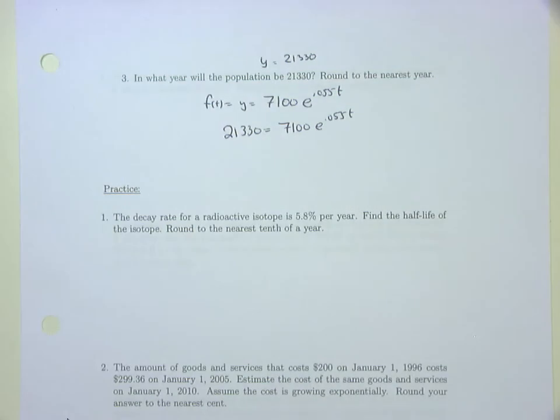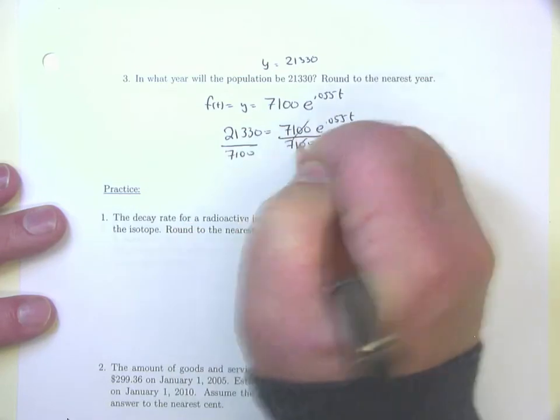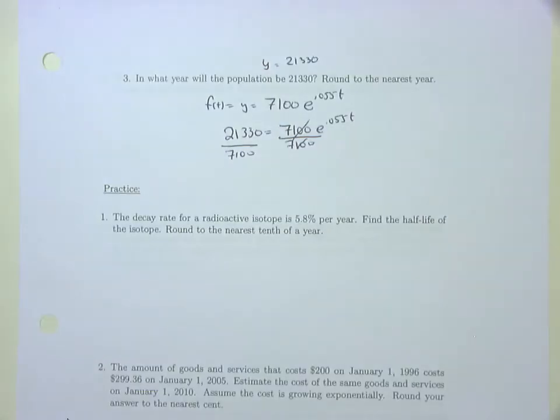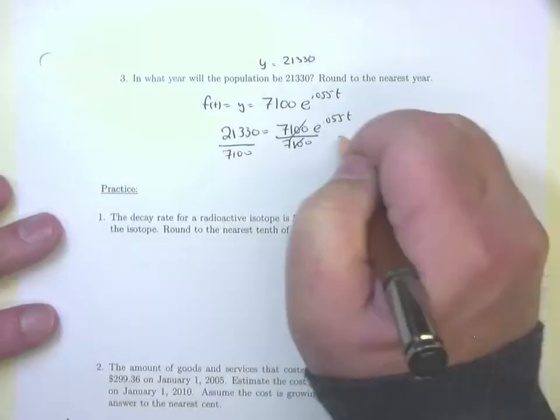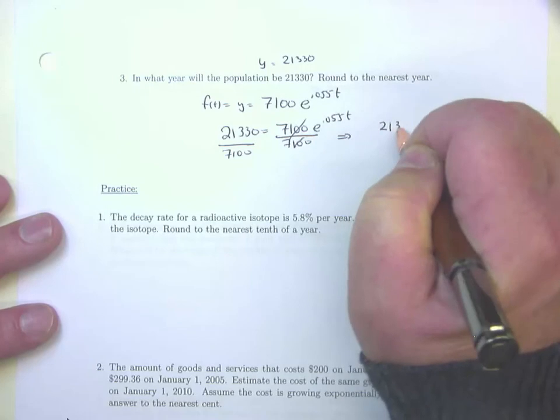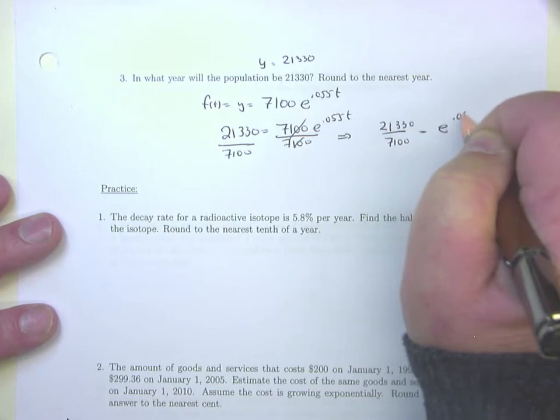What are you going to do to solve for t? What's your first move? The t is in the exponent of an e. You've got to isolate your victim. How are you going to get him by himself? What's your first move? Divide by 7,100. So this cancels. If I put 21,330 divided by 7,100 on the calculator, it's an awful decimal, so I'm going to leave it just the way it is. So I'm going to get 21,330 over 7,100 is equal to e to the 0.055t.